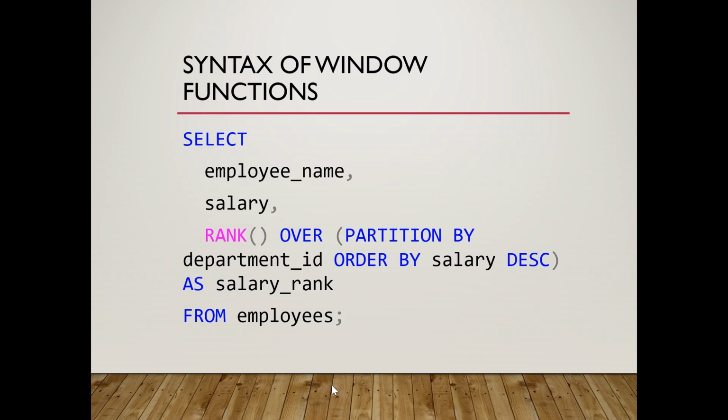So this is the syntax for the window function. Here we are calculating the rank of employees within their department based on the salary. PARTITION BY groups the rows by department, and ORDER BY decides how we rank them within each partition.